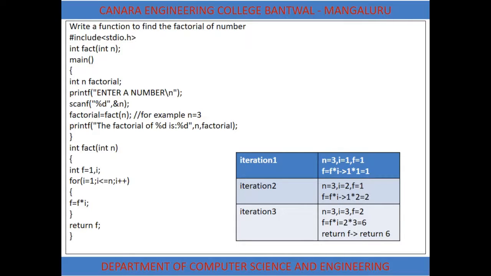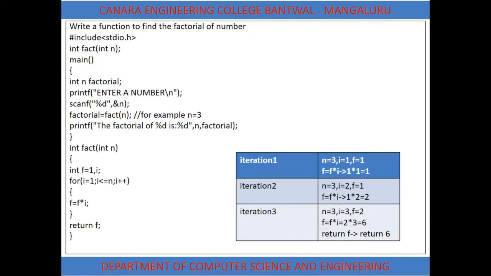Now I is incremented by 1 in the next iteration, second iteration. Now n is 3 itself. So 2 is less than or equal to 3. The condition is true. So control will come inside the for loop. Now f equal to f into I. That will be I value is 2, f value is 1. So 1 into 2, 2. 2 will be stored in f.